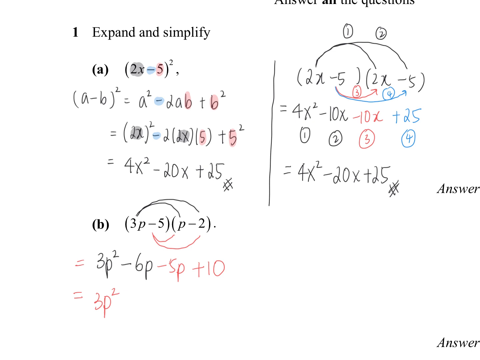Okay, next common mistake. Minus 6 minus 5 is not minus 1. It is minus 11. Some of you give me minus 1, then you lose your mark. What a waste. Okay, so this is the answer.